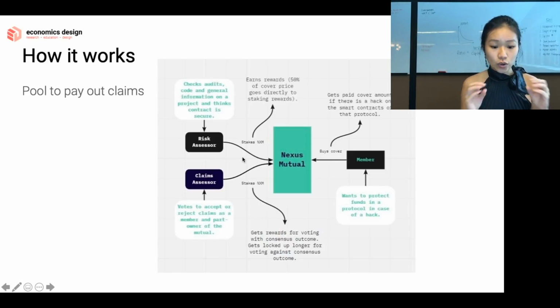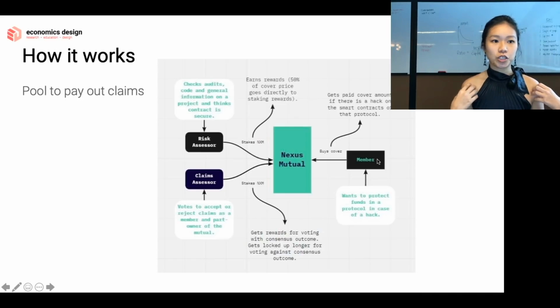And if you want to go a bit deeper, when a member buys a cover, that money is just gone. You can claim the money back when there's an exploit, and then you just claim the amount of money that your insurance covers. And then 50% of the cover price goes to the staking reward for risk assessors. So what happens if nothing goes wrong? The claim assessors are not involved. It's just the member and the risk assessor.